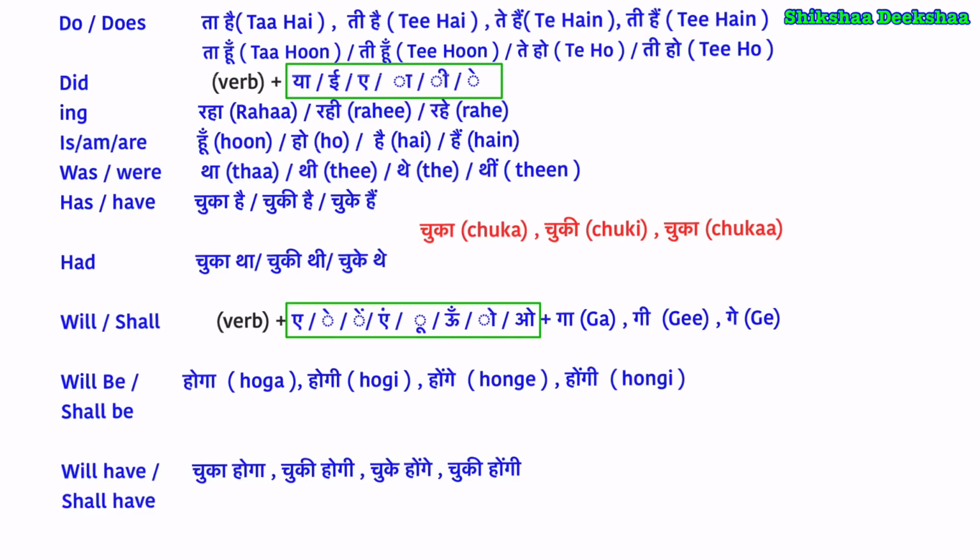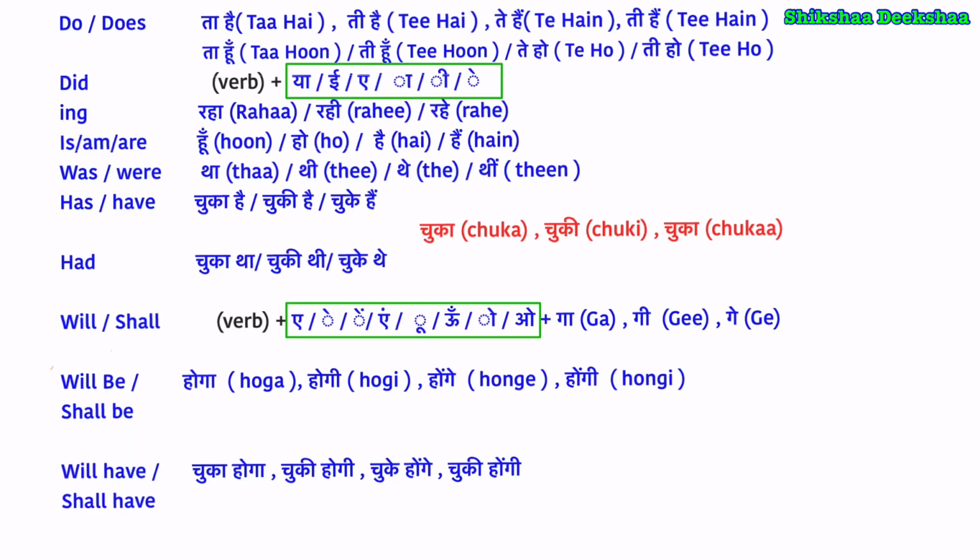Now one more thing you need to know, that whenever you see ing with any verb, like we see in the case of is, am, are, was, were and will be, shall be, to make a Hindi sentence, you need to add raha, rahi or rahe after the verb. Don't worry, I'll teach you soon how.